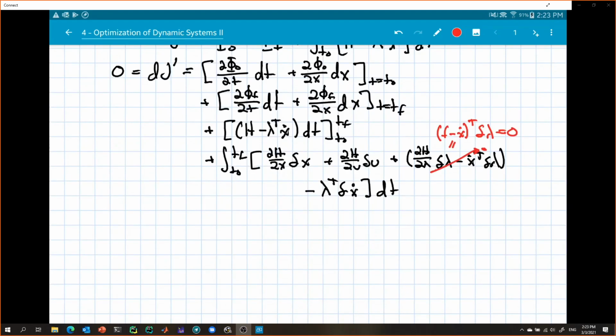Okay. And then, as a side note, this term here, let me pull it out here, is equal to the original path cost.